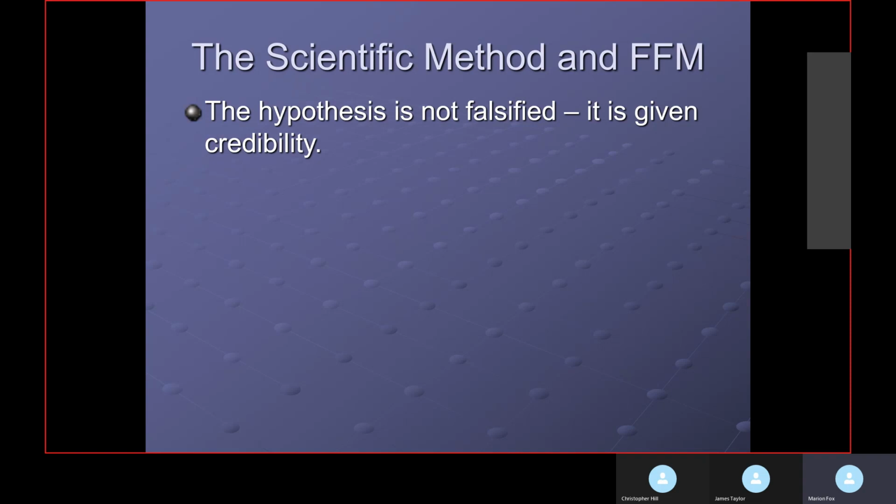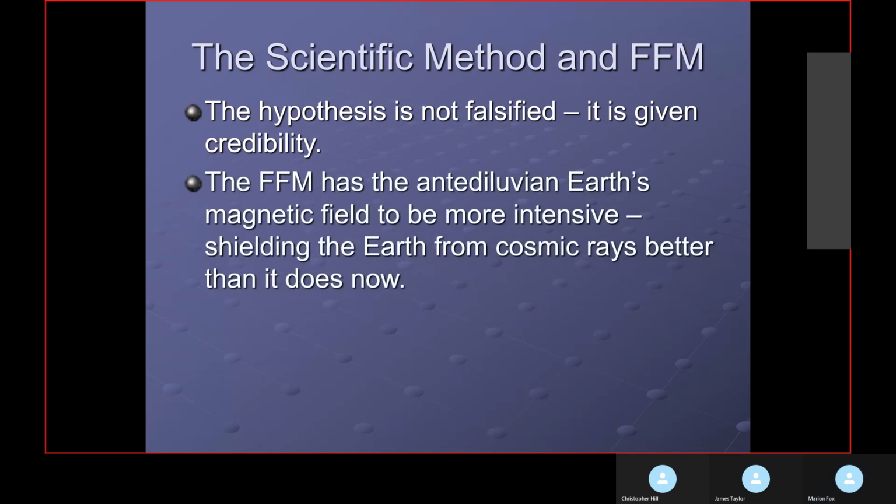So they could actually experiment with it and check it. This hypothesis can be checked, and this would be a way to test my hypothesis. The Fox flood model has the antediluvian Earth's magnetic field more intensive, shielding the Earth from cosmic rays better than it does now.